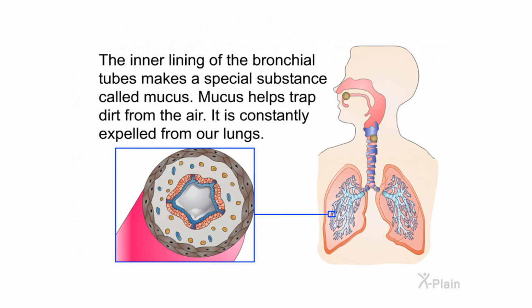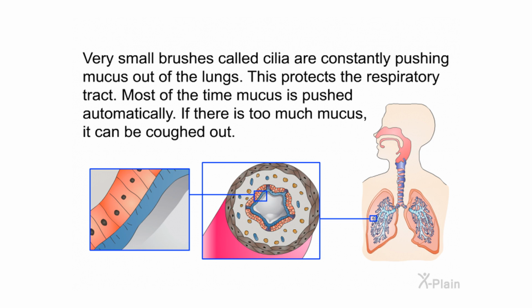The inner lining of the bronchial tubes makes a special substance called mucus. Mucus helps trap dirt from the air. It is constantly expelled from our lungs. Very small brushes called cilia are constantly pushing mucus out of the lungs. This protects the respiratory tract. Most of the time, mucus is pushed automatically. If there is too much mucus, it can be coughed out.